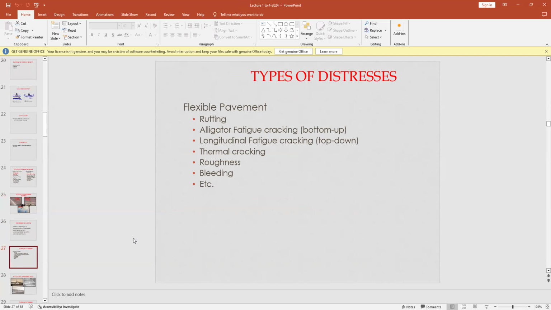There are other forms as well. Actually, distress is something that gives you a bad face of anything. It doesn't look good. When you have distresses, it means your pavement has something wrong with it. So we know rutting, we know alligator cracking. Then there is top-down cracking. There is bottom-up cracking coming from the bottom, from the base, traveling to the surface, or it can be from surface to the base. There is thermal cracking, or what we call low temperature cracking.